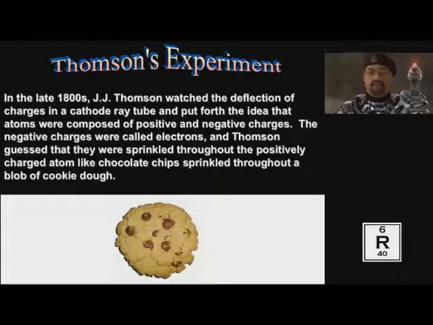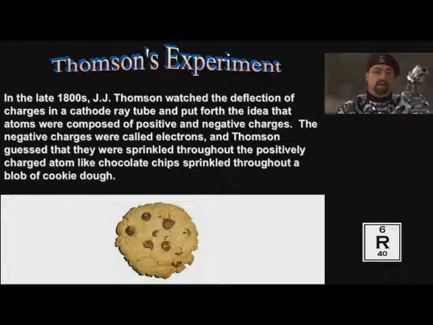Dalton proposed that there are elements. He's the first person to say that they're elements, and then we have Mendeleev and Meyer setting up periodic tables. In the late 1800s, J.J. Thomson watched the deflection of charges in a cathode ray tube and put forth the idea that atoms are composed of positive and negative charges. The negative charges were called electrons, and Thomson guessed that they were sprinkled through the positively charged atom like chocolate chips sprinkled through a blob of cookie dough.